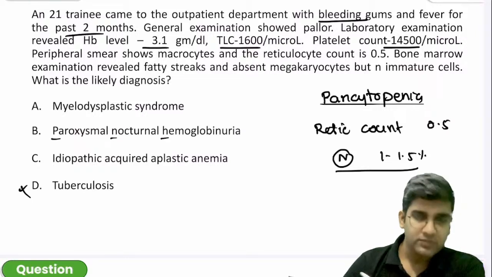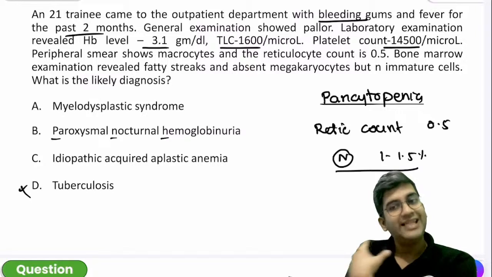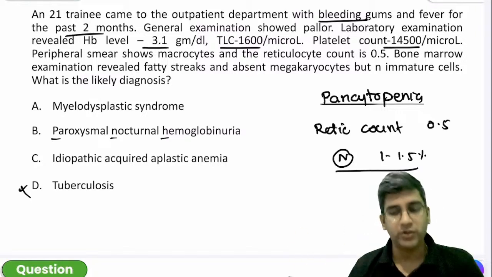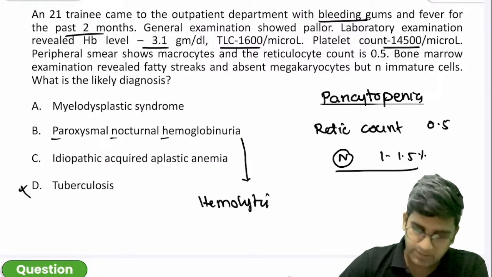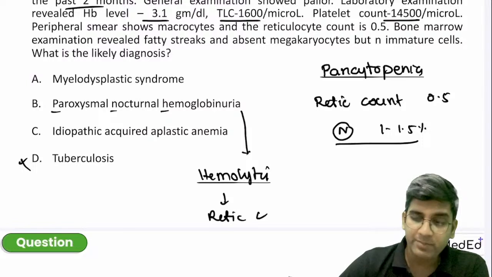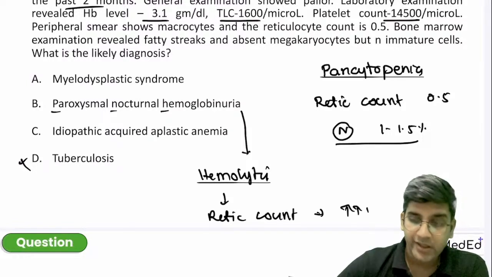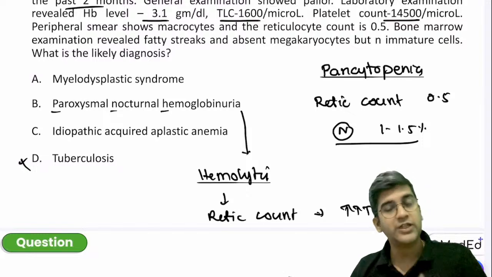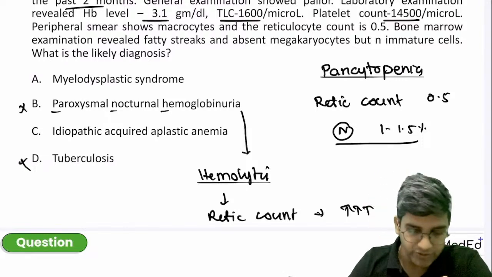PNH, hemolytic anemia. When there is hemolysis, what will happen to the retic count? This is a hemolytic anemia, right? When there is hemolysis, I'm losing blood. Will my bone marrow compensate? It will compensate. The retic count will increase. That's what will happen for every hemolytic anemia. The retic count will not reduce, it will increase. So not the answer.